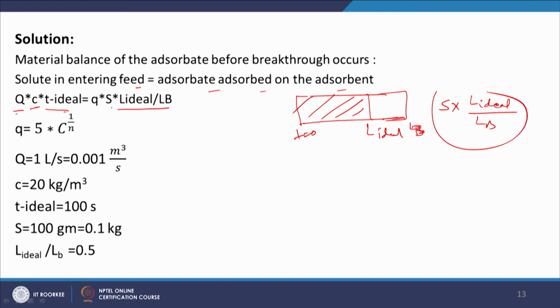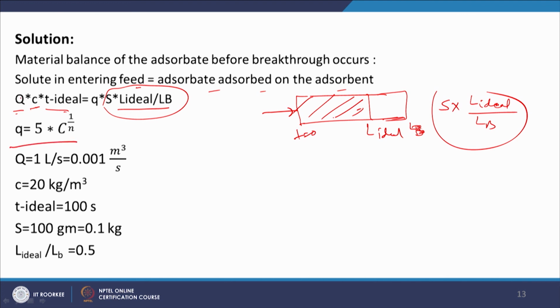So this term is the material present in this part multiplied by q, the specific uptake. That is the adsorbate captured by this material, and that same amount of adsorbate has entered this bed, which is Q C T ideal. And this q value we can calculate by 5 into C to the power 1 by n.